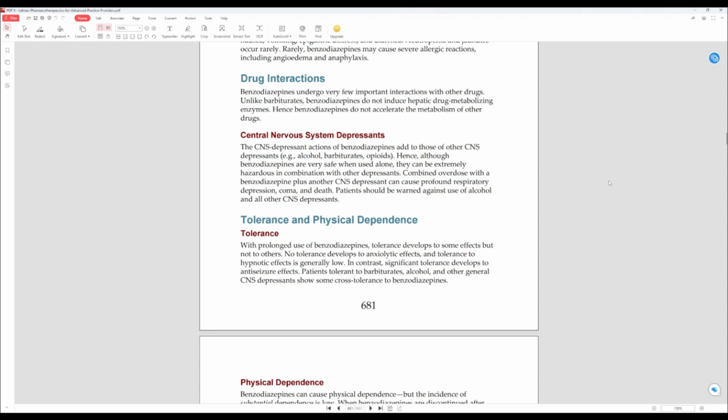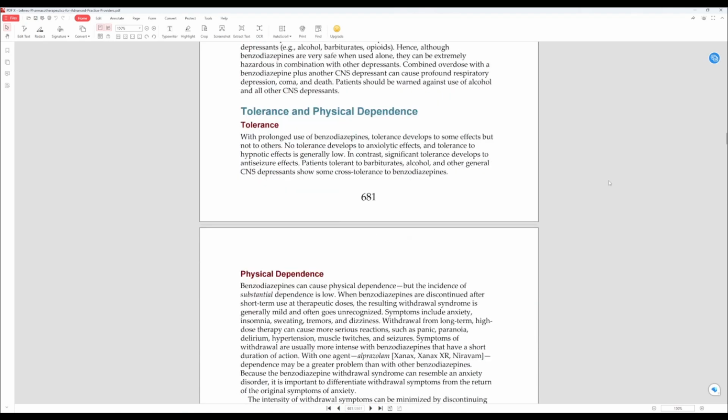However, as CNS depressants, the action of benzodiazepines adds to that of other CNS depressants, again, alcohol, barbiturates, and opioids. Therefore, although benzodiazepines are very safe when used alone, they can be extremely hazardous in combination with other depressants. Combined overdose with a benzodiazepine plus a CNS depressant can cause profound respiratory depression, coma, and potential death. Patients should be warned against the use of alcohol and all other CNS depressants if they are on a benzodiazepine.